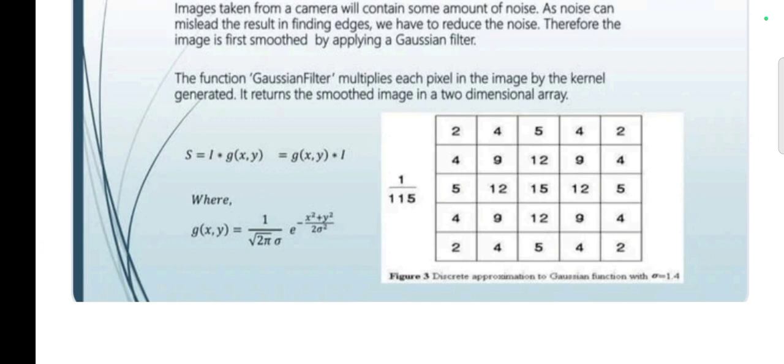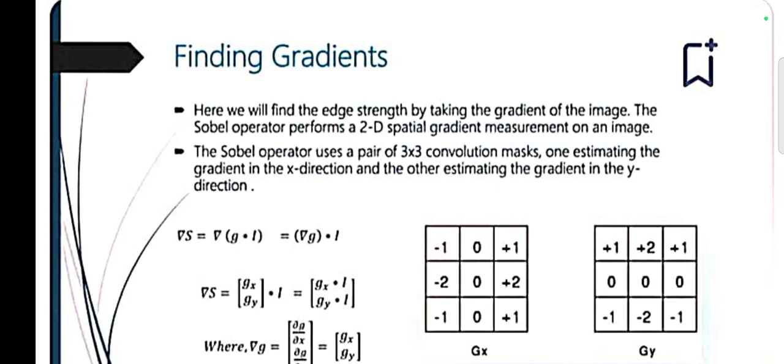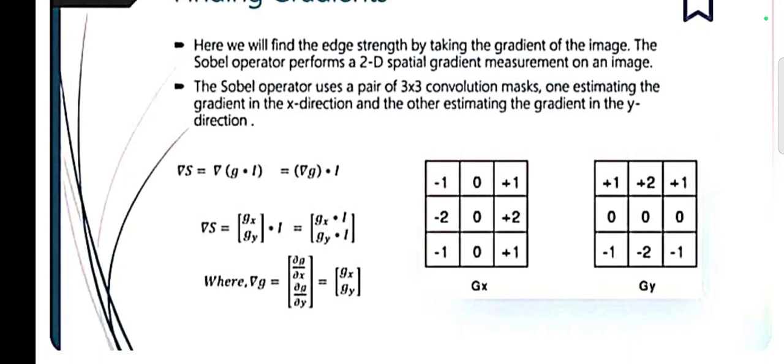Now here comes finding gradients. Let's check how we can find the gradients. Here we will find the edge strength by taking the gradient of the image. The Sobel operator performs a 2D spatial gradient measurement on an image. The Sobel operator uses a pair of 3x3 convolution masks, one estimating the gradient in the x direction and the other estimating the gradient in the y direction. Here it gives the mathematical representation.